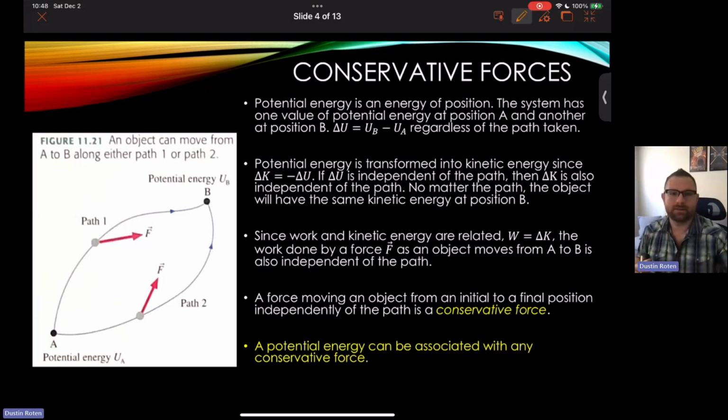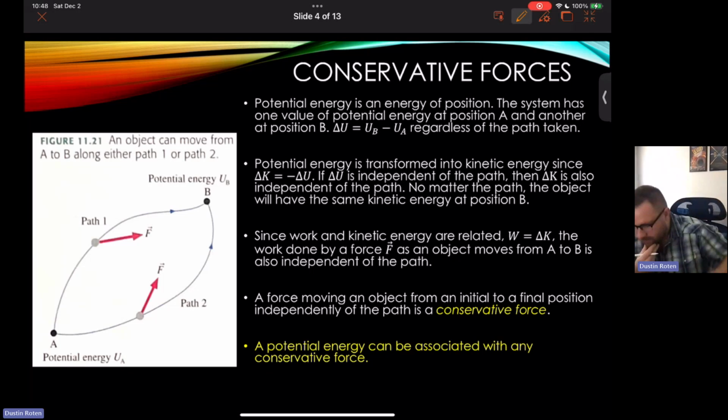Okay, so let's talk about what just happened and let's give it a name. So the force due to gravity is actually a conservative force. Okay, and a conservative force is essentially a force that doesn't depend on the path taken when calculations are being done.